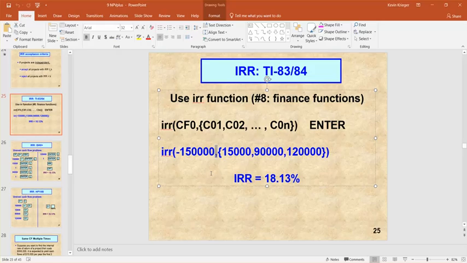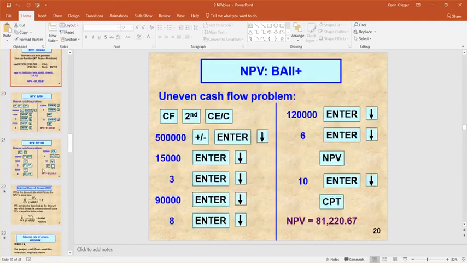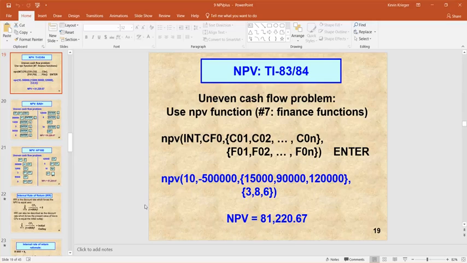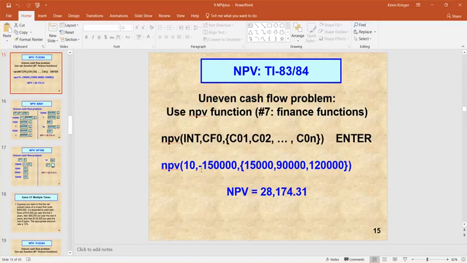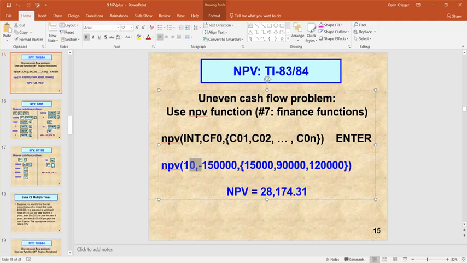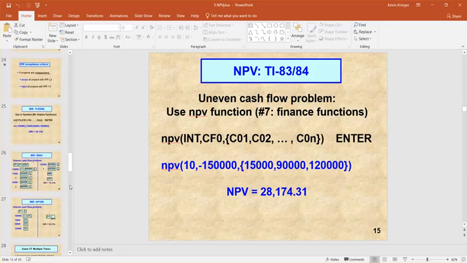But the IRR is really similar to the NPV, right? Doesn't this right here look really similar to this calculation here? Yeah, it does. The only difference is IRR is a little easier. You don't need to put in the K. You don't need to put in your cost of capital, comma, to start. You get to start right with the negative 150,000. So the IRR is actually easier.